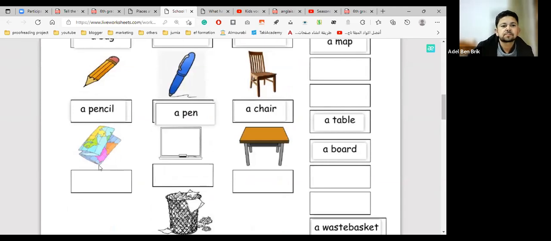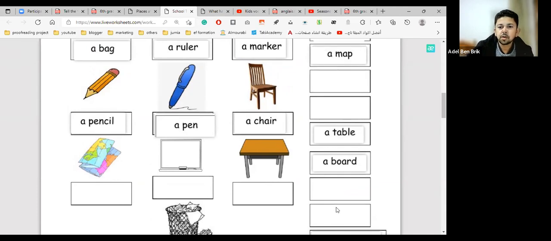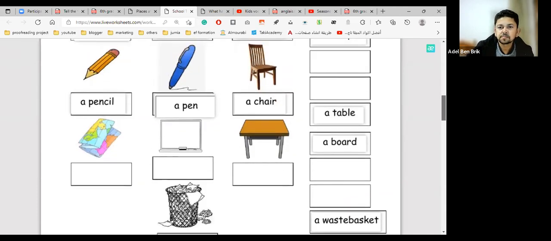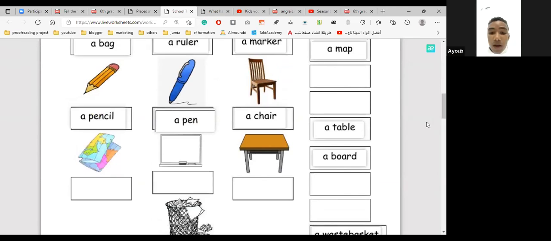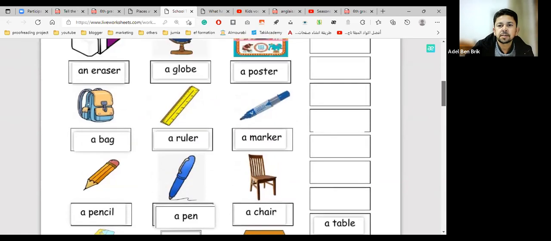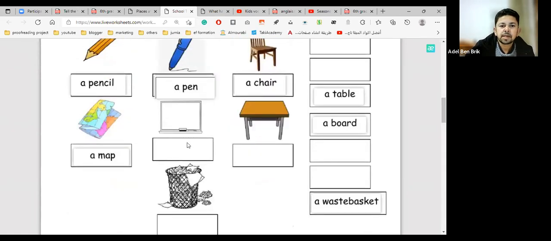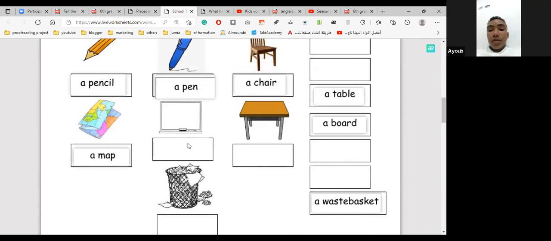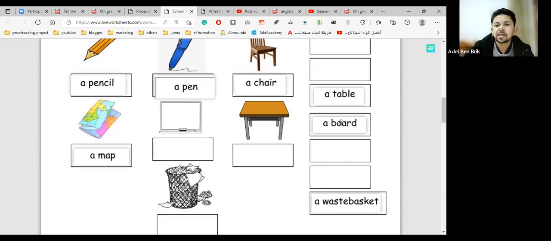And the next one. We have a map, a table, a board, or a waste basket. It's a map. Yes, very good. It's a map. This is a map, Harita. Okay. What about the next one? It's a board. Yes, it's a board. We can say it's a whiteboard too, because it's white.